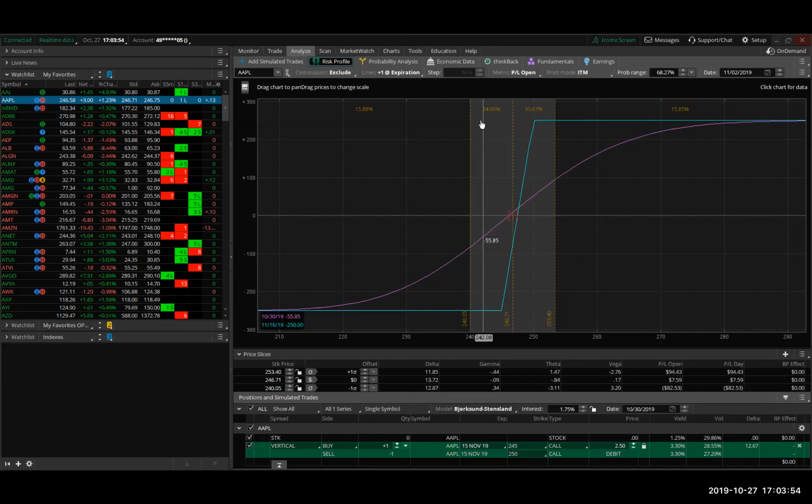On the flip side, if I forget to sell it and Apple just drops, because it happens sometimes, down to $220, on the 31st I wake up and go, oh no, I forgot to sell my Apple spread. And now I'm down $235. See it in the fuchsia? I'm down $235. Now what do I do?